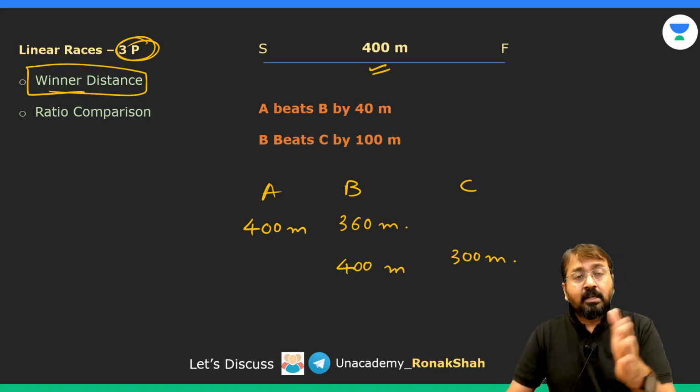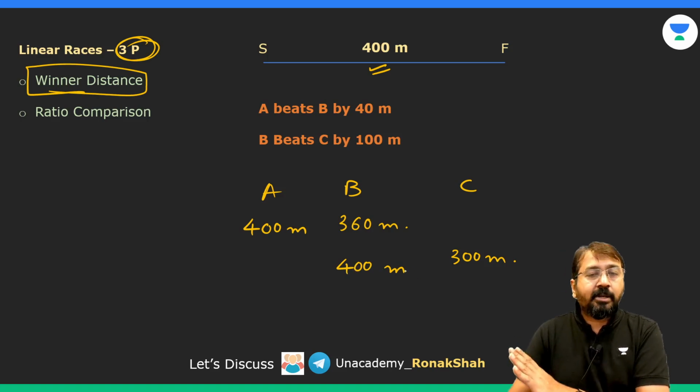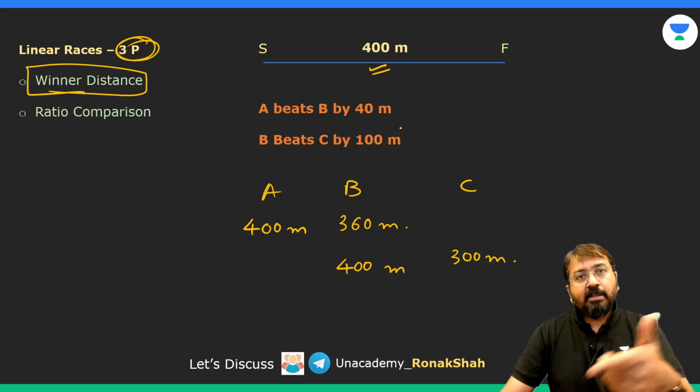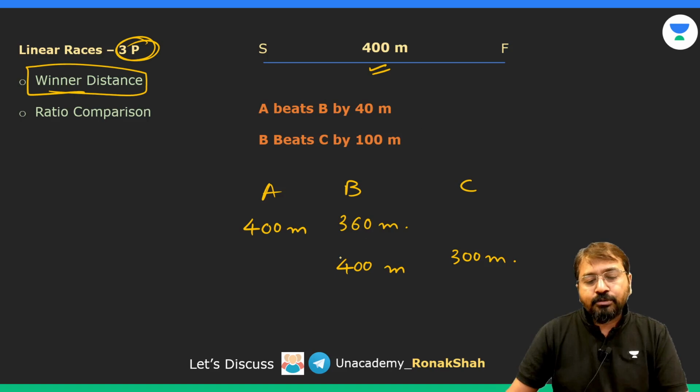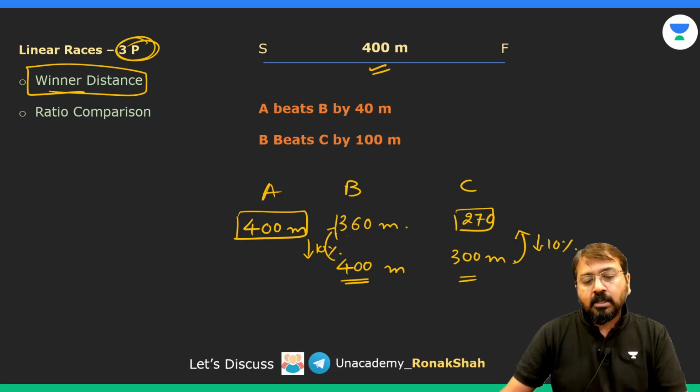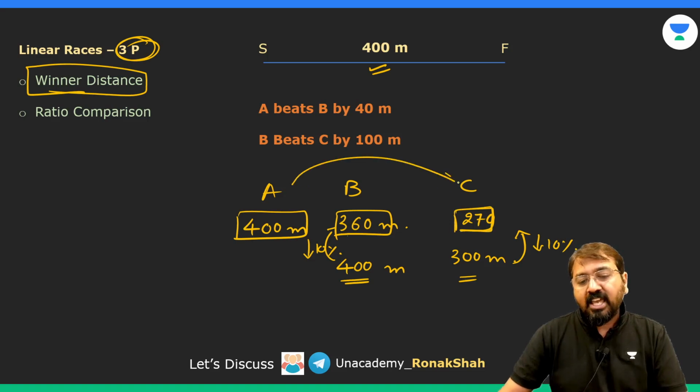So between B and C, B runs 400 meters and C runs 300 meters because B beat C by 100 meters. Now we'll be asked by how many meters A will beat C in the same race. It's very easy to make out: when B runs 400 meters, C runs 300 meters. So how much distance will C run when B runs 360? You can simply say that this value has been reduced by 10%. So just reduce this value by 10%, and this will come out to be 270. So when A runs 400 meters, B runs 360, and when B runs 360, C runs only 270. So A will be beating C by 130 meters in the same race.